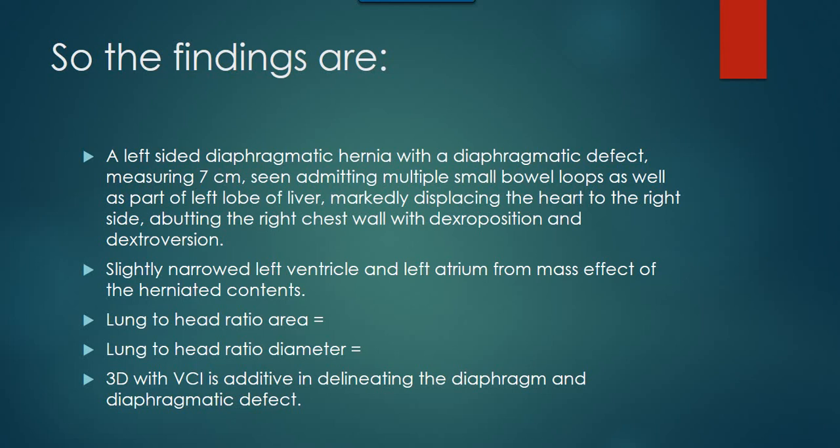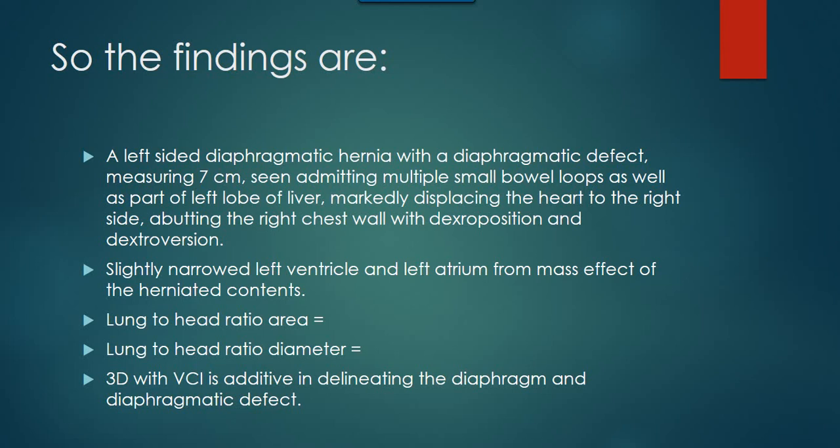So the findings are a left-sided diaphragmatic hernia with a diaphragmatic defect, seen admitting multiple small bowel loops as well as part of the left lobe of liver, markedly displacing the heart to the right side, abutting the right chest wall with dextroposition and dextroversion of the heart, and slightly narrowed left ventricle and left atrium from mass effect of the herniated contents. And we will calculate later the lung to head ratio by the area and diameter method, and the observed to expected lung to head ratio.